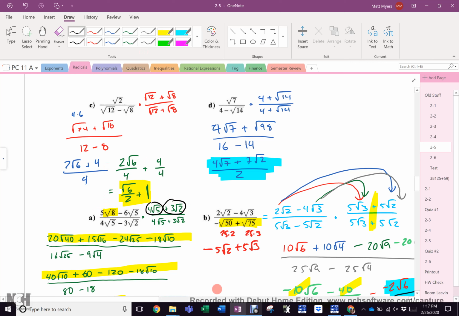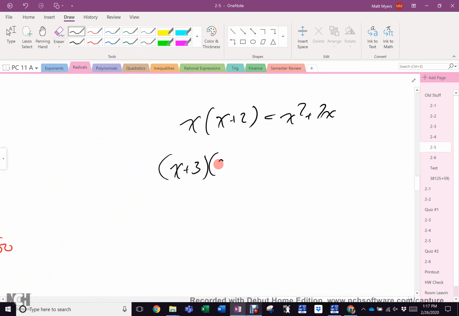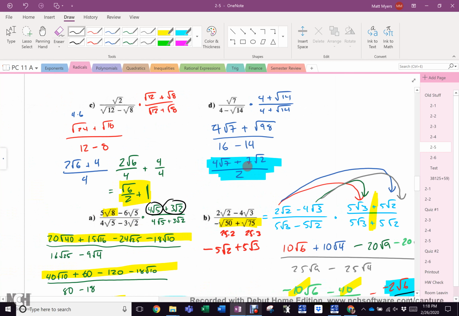Because it's a binomial. Just like in grade 10, if I gave you x times x plus 2, that answer is x squared plus 2x, right? But if I gave you x plus 3 times x plus 2, then the x has to go and the 3 has to go. Okay? Excellent. People all right with this D?